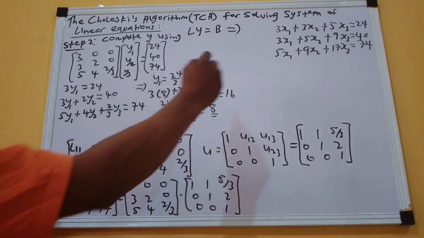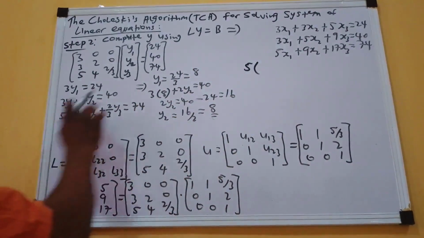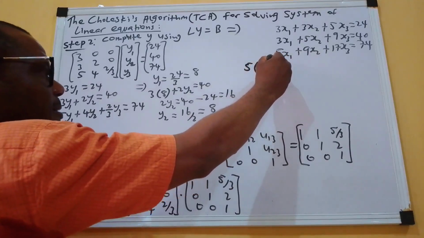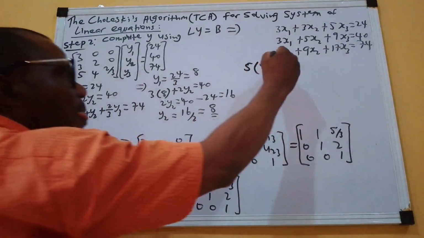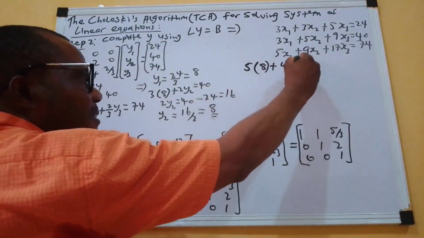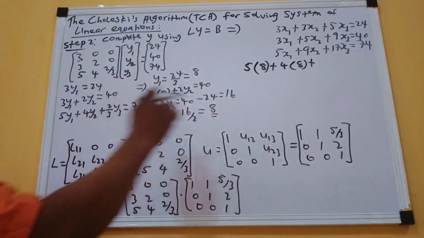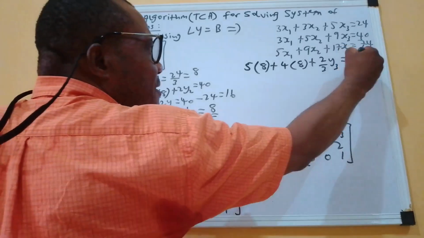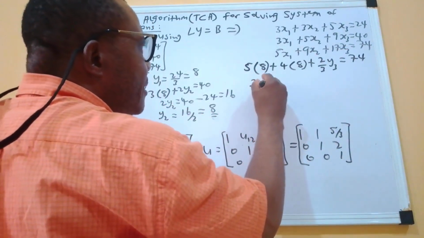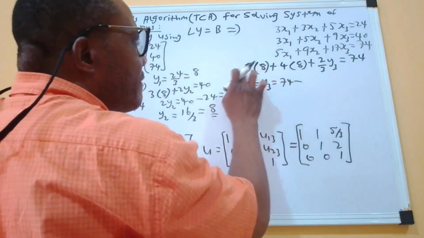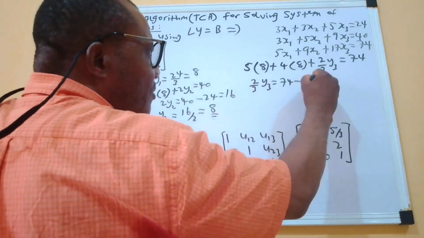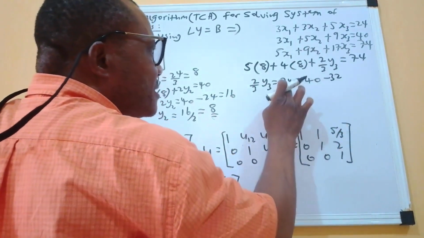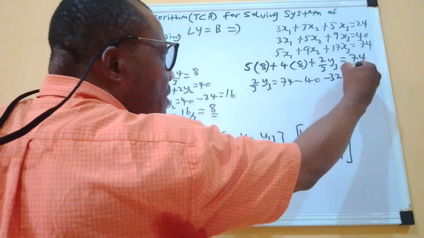Then again, from the third one, we are going to get our Y3. So from here, look at it, our 5 into, what is our Y1? Our Y1 is 8. Then plus 4Y2. 4 into our Y2 is also 8. Then plus 2 over 3 Y3, and that is equal to what? 74. So 2 over 3 Y3 is equal to 74 minus 5 times 8 is 40. It goes to the other side, minus 40. Then 4 times 8 is 32, minus 32.